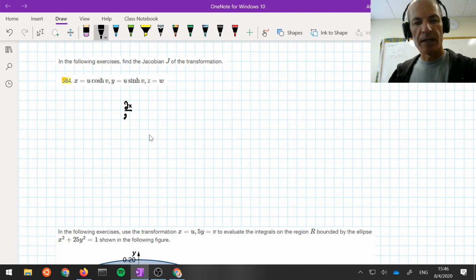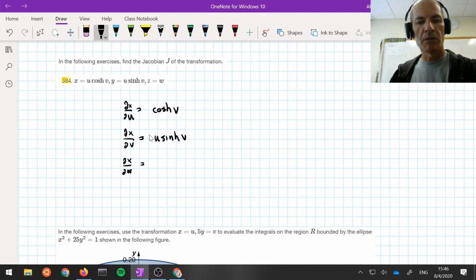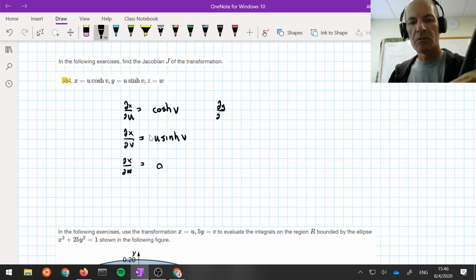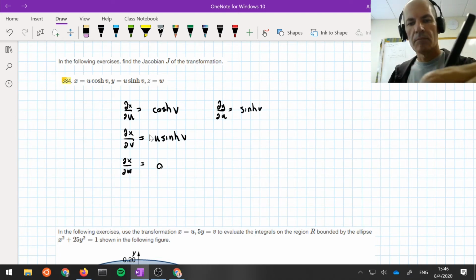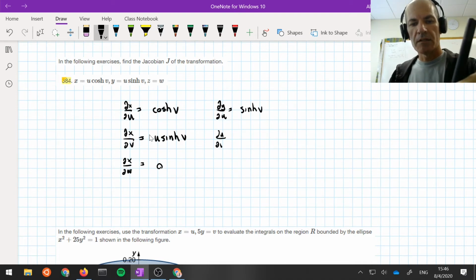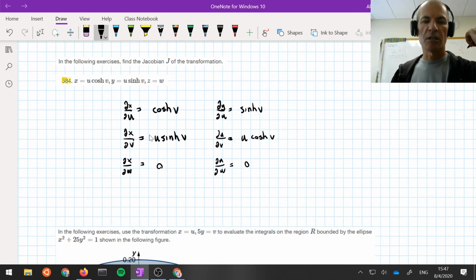The partial of x with respect to u is hyperbolic cosine of v. Partial x with respect to v is going to be u hyperbolic sine of v. And the partial of x with respect to w, there is no w in the expression, so that's 0. Keep building these columns. Partial y with respect to u is hyperbolic sine of v. Partial y with respect to v is u hyperbolic cosine of v. And partial y with respect to w, again, is 0 because there's no w in the expression for y.